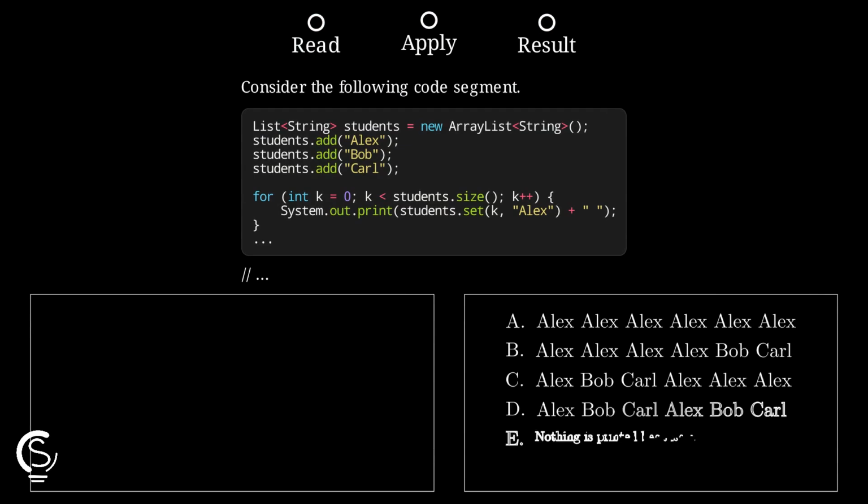First, look at the set method inside that first loop. In Java, the set method replaces an element, but crucially returns the old value that was originally stored at that index.